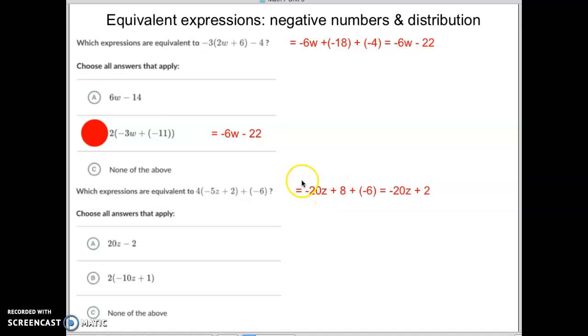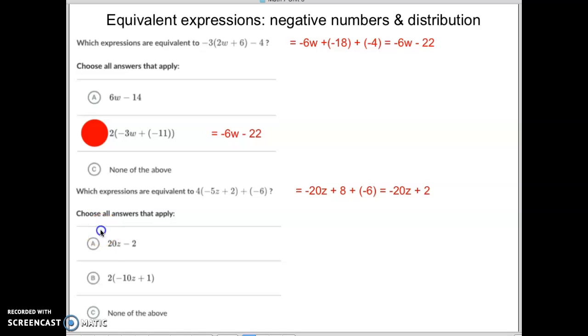So as I write that out, I've got my negative 20z, my positive 8, and I still have my plus negative 6. Now, like terms, there is only the negative 20z, so I'll record that right there. Positive 8 plus negative 6, so negative 6 will cancel 6 of those positives, leaving me with only 2 positives. So I'm looking for the equation that is negative 20z plus 2.